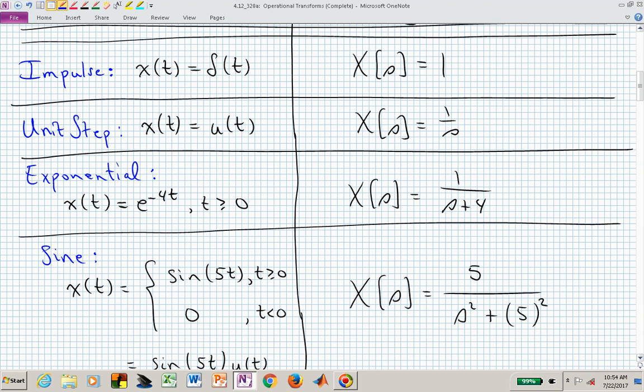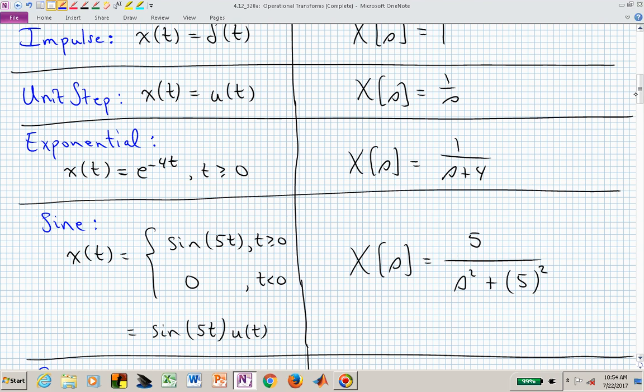The unit step transforms into 1 over s. We have a pole at the origin and no finite zeros. If we have an exponential, then we have a real pole in the complex plane on the real axis, and if it's a damped exponential, which it is here, we have an e to the minus 4t, that's decaying with time, then our pole will be located in the left half of the complex s-plane on the real axis.